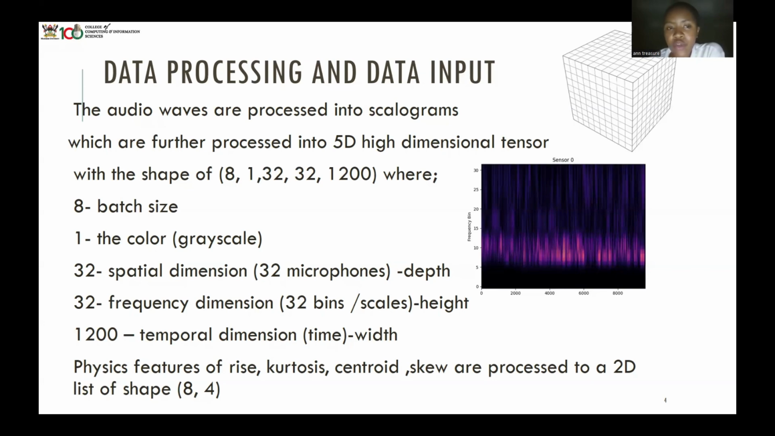So the model may not just choose the neural network, it may also pick from the real life physics aspects of a sound wave. So you can imagine the input data as a cube, as you can see below, whereby the depth is the microphones, the frequency distribution is represented as the height, and then you find 1200, which is the width. So these are stacked together to form a batch size of 8.